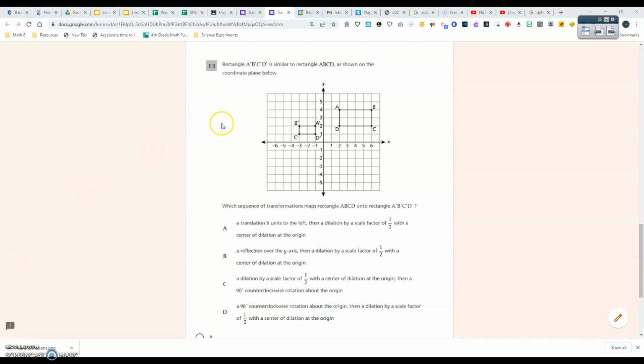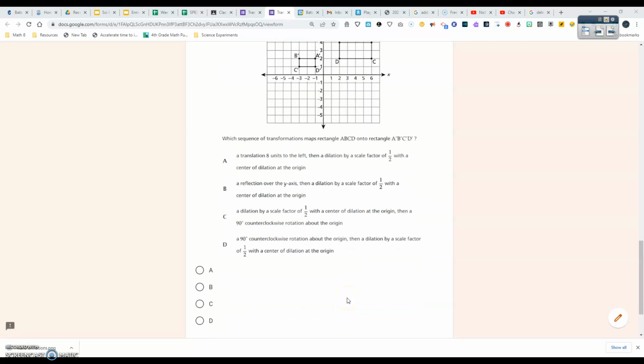Okay, so A, a translation 8 units to the left, then a dilation by a scale factor of 1/2, with a center of dilation at the origin. Is it B, a reflection over the y-axis, then a dilation by a scale factor of 1/2, with a center of dilation at the origin? Or is it C, a dilation by the scale factor of 1/2, with a center of dilation at the origin, then a 90-degree counterclockwise rotation about the origin?